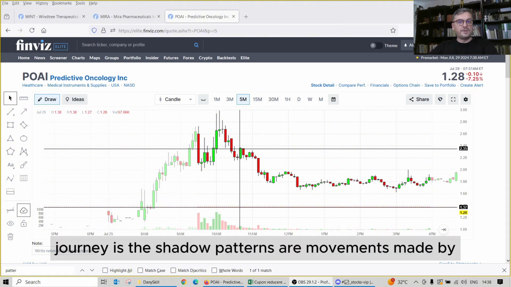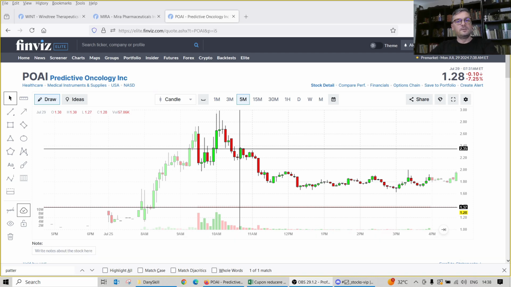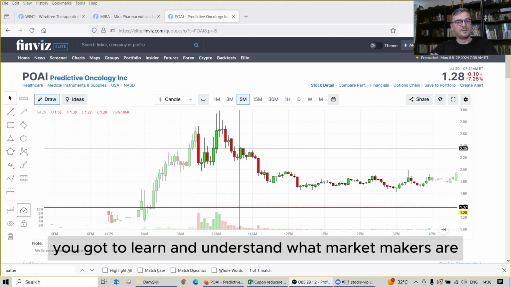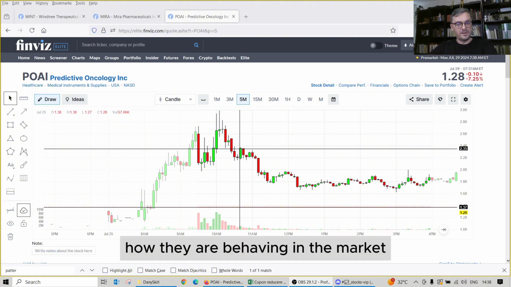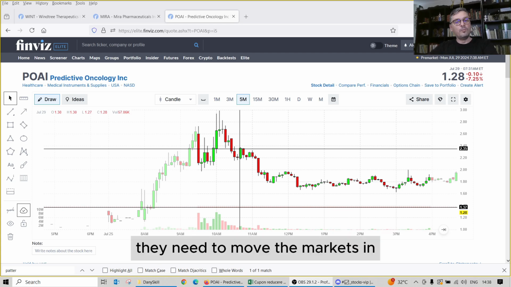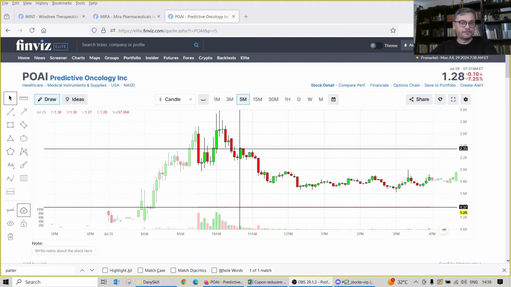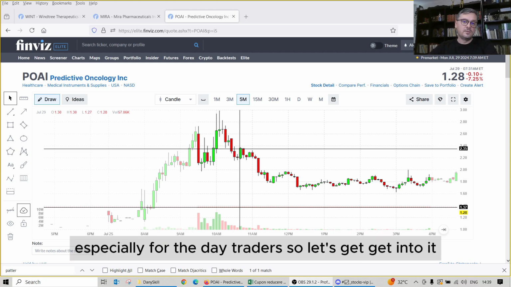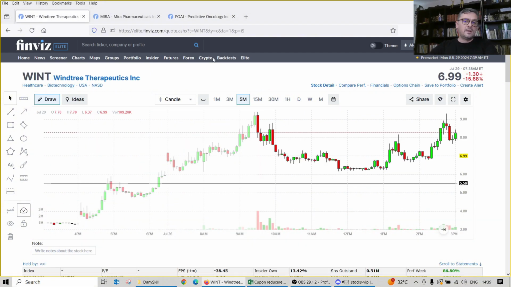Generally, shadow patterns are movements made by the market makers, the ones that are making the market. You have to learn and understand what market makers are, how they behave in the market, what kind of liquidity they need to move the markets, and what those offerings are. Please read on Google or in our courses what offerings are, because these are very important, especially for day traders. So let's get into it.